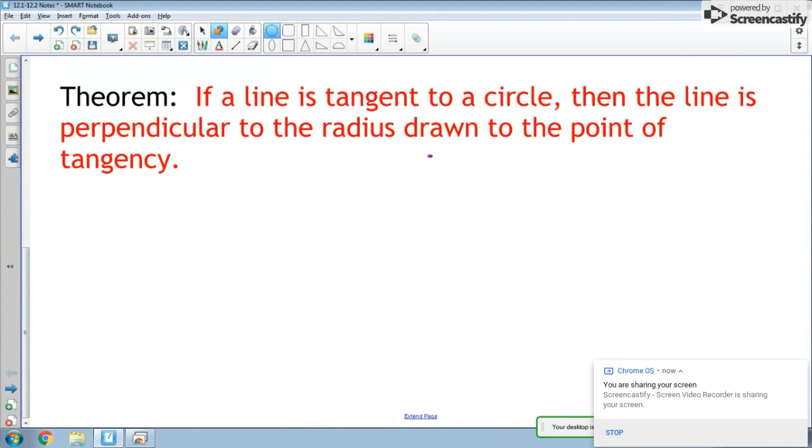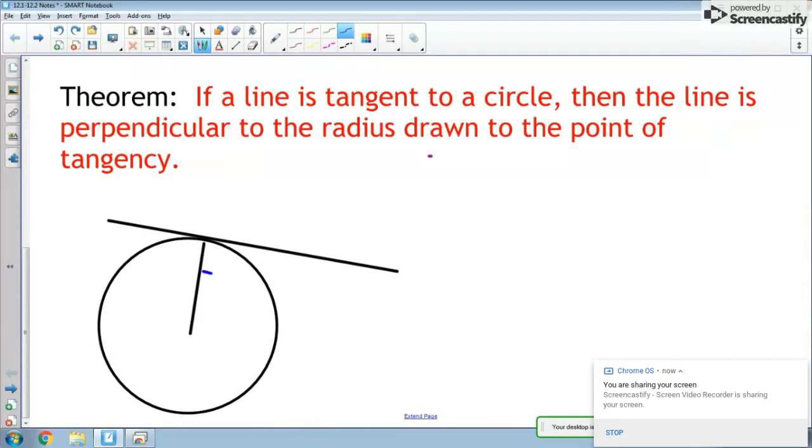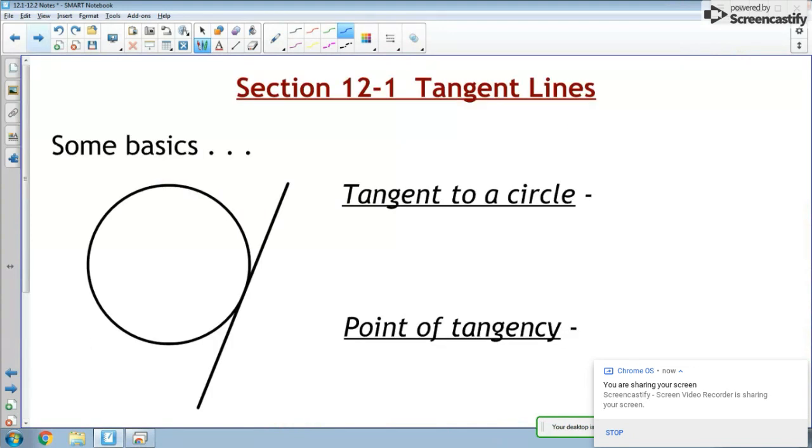It's pretty much saying that if we have a circle and we have a line that's tangent to it, and I'll just make it touch at one point, and then we draw in a radius, this right here is going to be a 90-degree angle at the point of tangency. So that's important to understand. If a line is tangent to the circle, then the line is perpendicular to the radius. Okay, so some basics, sorry, that's the same page.